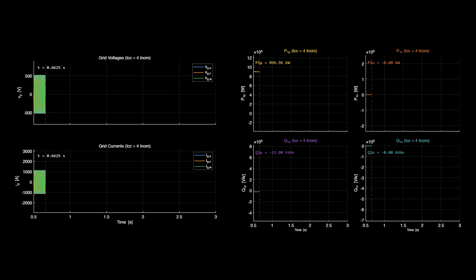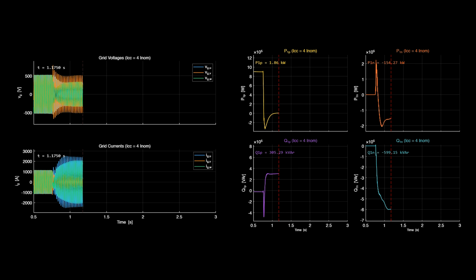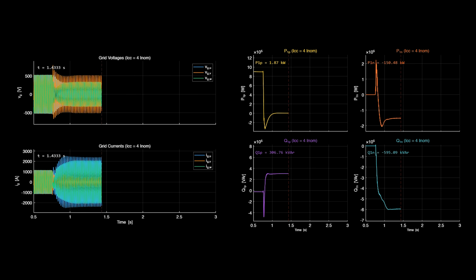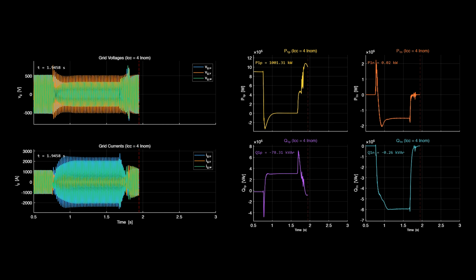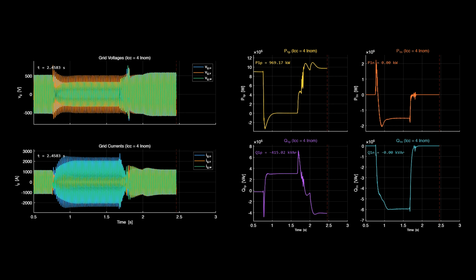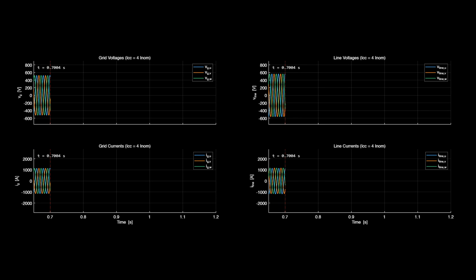Moving to the third case, short-circuit ratio of 4. We are now in genuinely weak grid territory. Despite the substantially higher line impedance, the inverter continues to perform well. Waveforms remain clean, reactive current tracking is accurate. No critical behavior is observed. However, as we will see in the next case, this will not hold indefinitely.